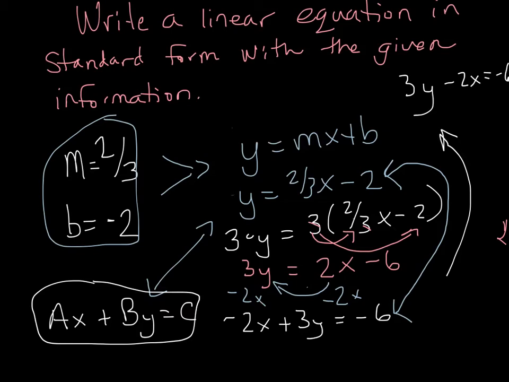But I want you to take note of what we did. We went from this information to an easy form, slope-intercept, that matched the information, and then we converted. All right, let's try 2 more.